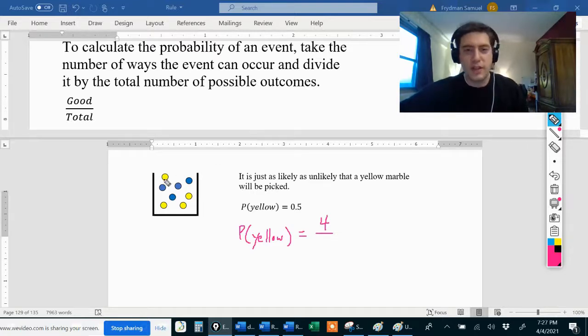Well, I can choose this one, that's one way. I can choose this one, that's another way. Or I can choose this one, or I can choose this one. So there are 4 ways for what I want to happen.